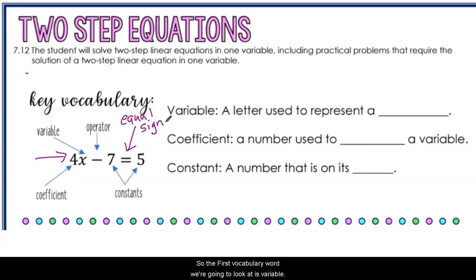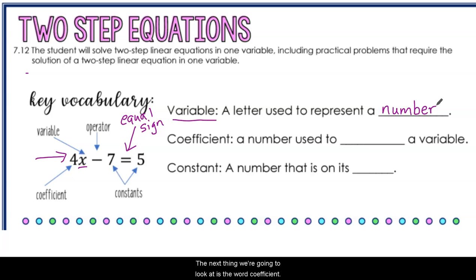So the first vocabulary word we're going to look at is variable. The variable is the x value that we have right here. A variable is a letter used to represent a number. It's an unknown value. If we don't know what it is, we use a letter called a variable to represent it.